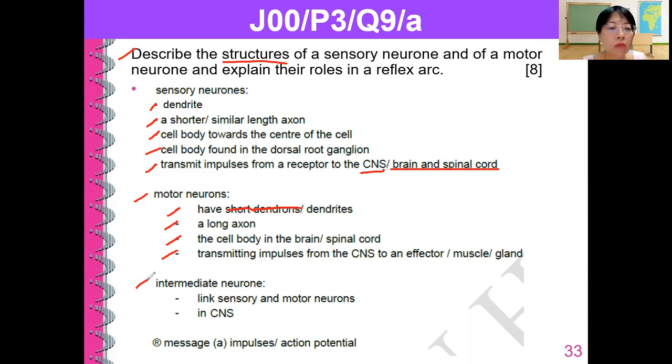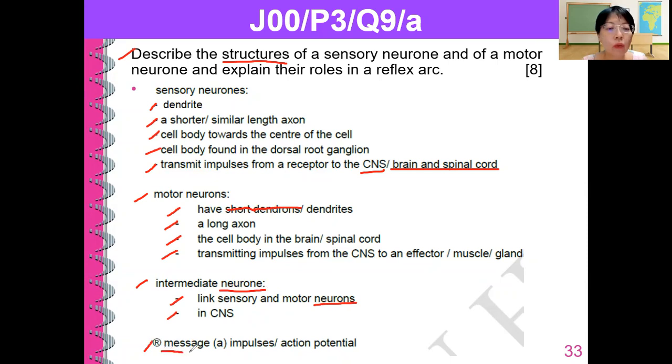Now, the intermediate neuron's function is to link the sensory neuron to the motor neuron, and it is located in the central nervous system. So you can see the mark scheme, right? See this neuron spelling versus this neuron spelling, both are acceptable. Now let's look at what they reject.